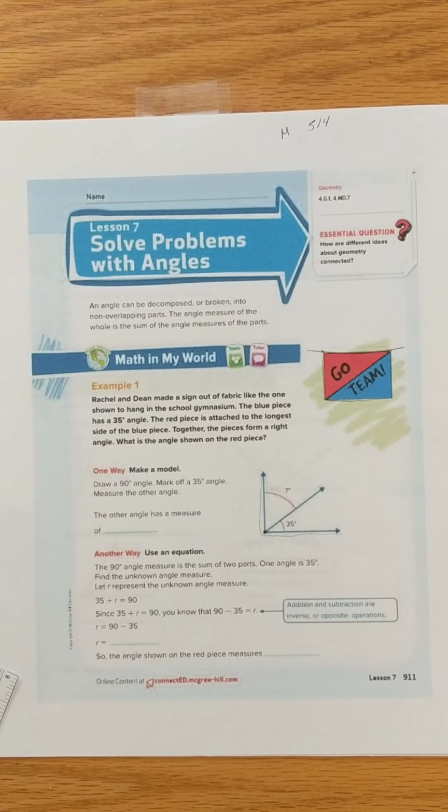This is Chapter 14, Lesson 7, Part 1. For this lesson, you need your math workbook, a calculator, and a protractor. So we're going to start on page 911. It says solve problems with angles.